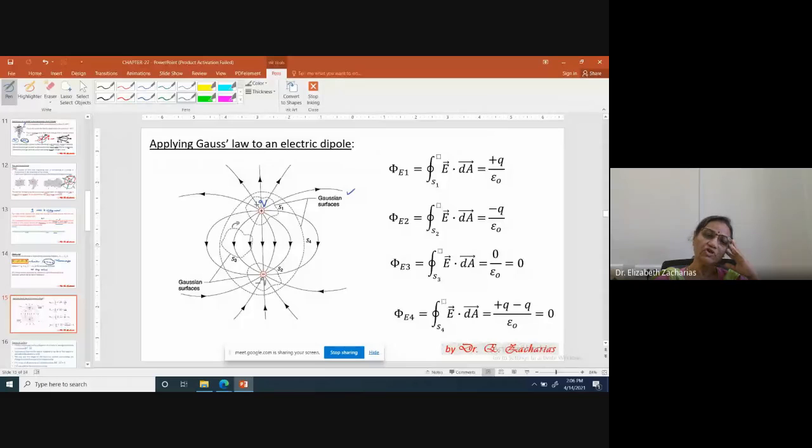Zero. Because there is no charge. For surface 4, what will be the flux? Surface 4 is enclosing both the positive charge and the negative charge. Therefore, the flux will be 0. Even look at the picture, you're seeing that the number of lines entering is equal to the number of lines emerging out. Okay? So you should understand both these concepts: the concept of flux mathematically and also pictorially in terms of field lines cutting.